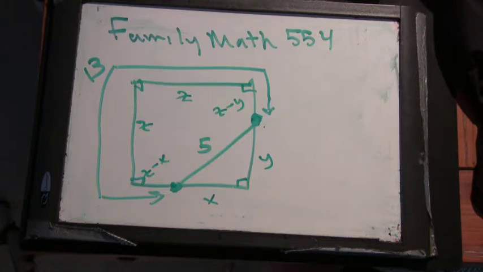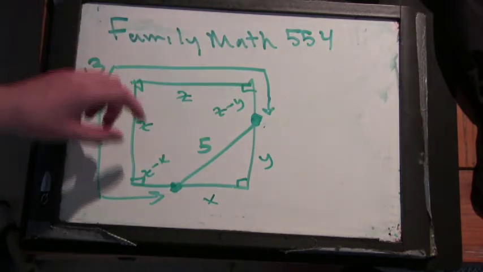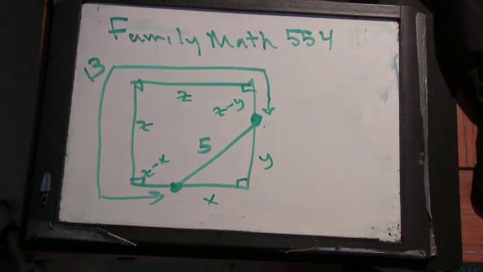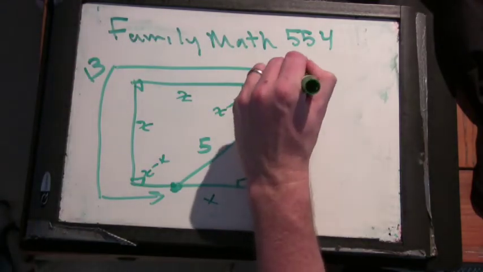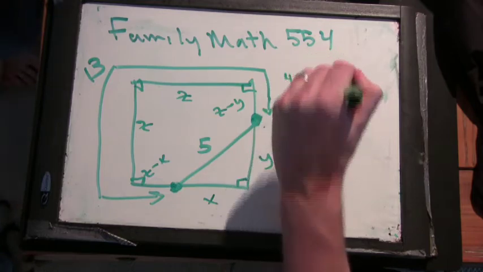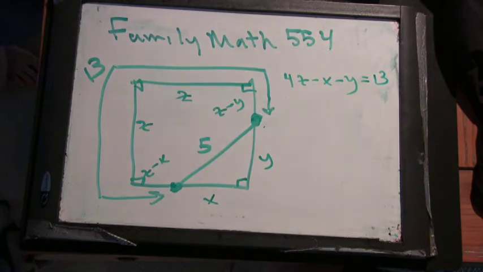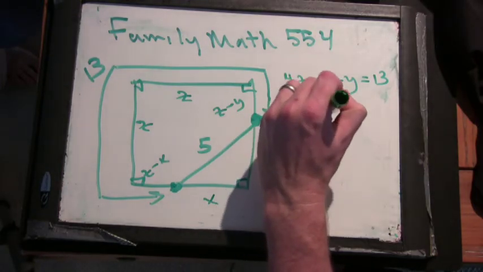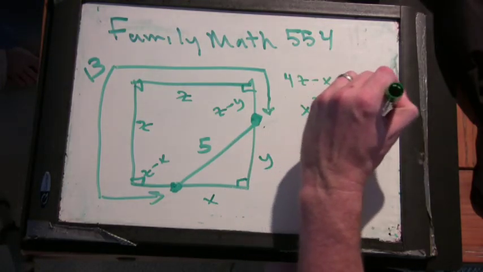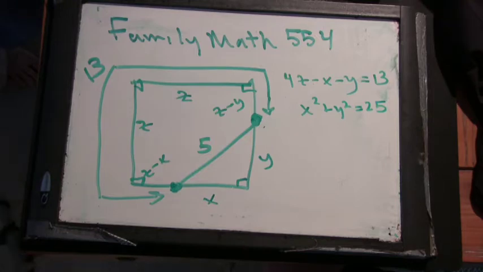Well, we can translate what we know here into some equations. We can use these lengths. We can say that 4Z minus X minus Y equals 13. And X squared plus Y squared equals 25. But we need to find a third equation in order to have a hope of solving this. We have 3 variables here.